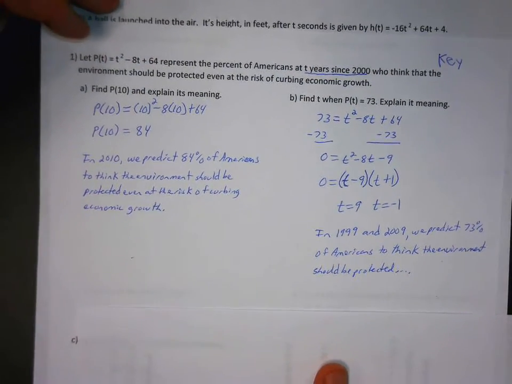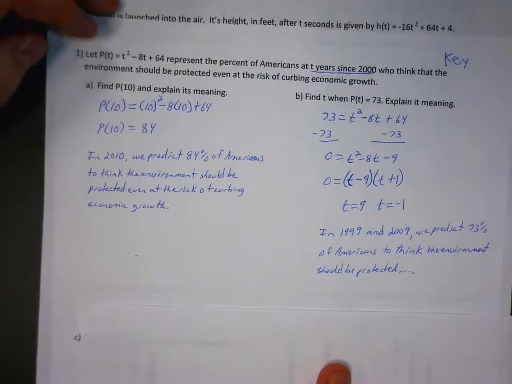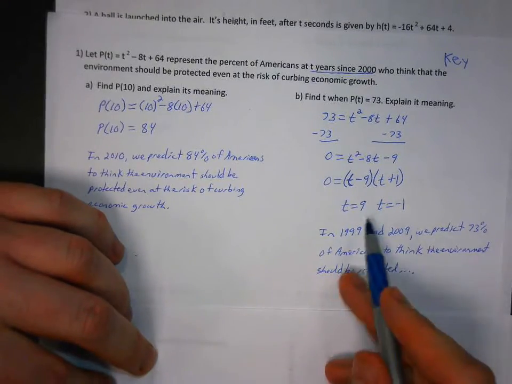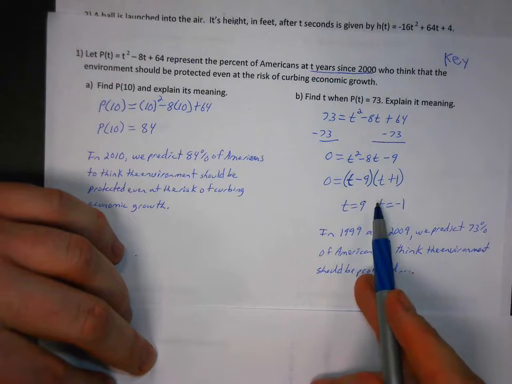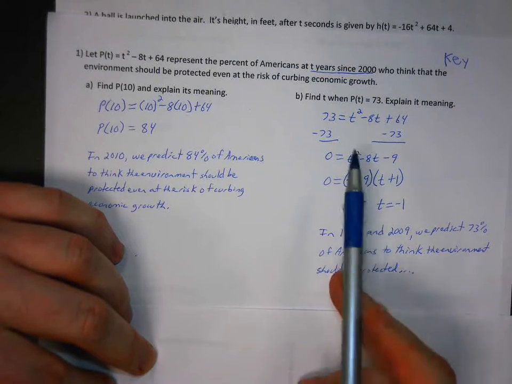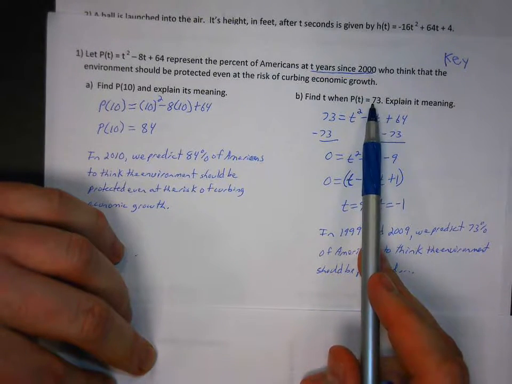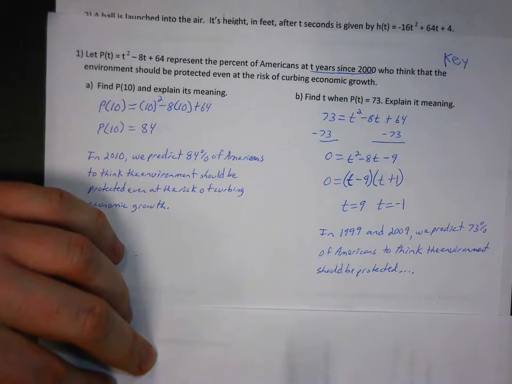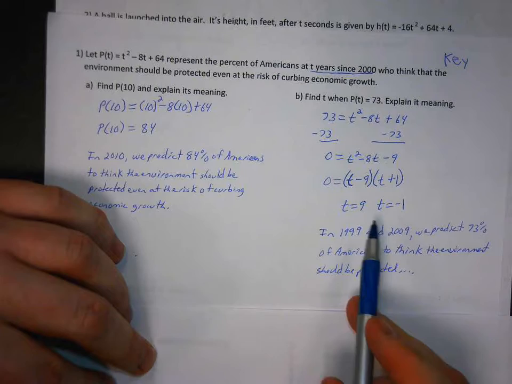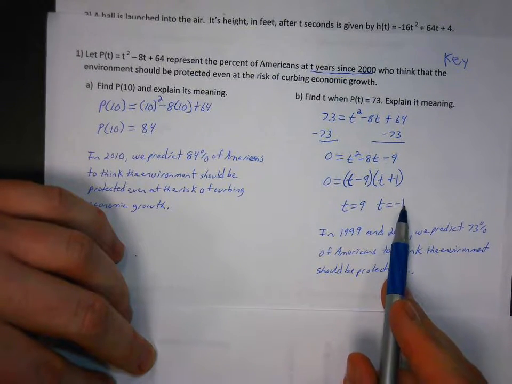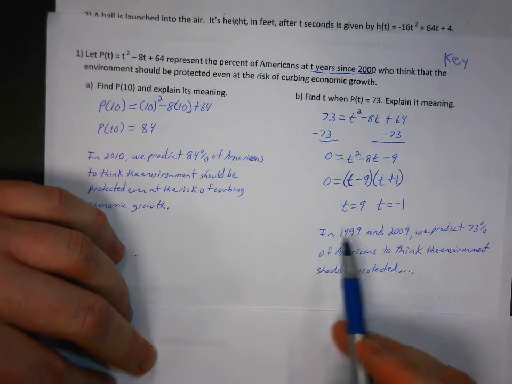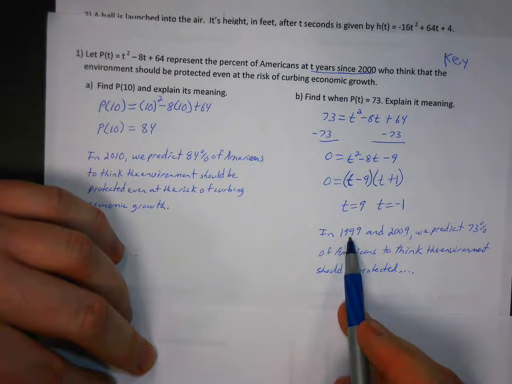Okay, that one does factor to t minus 9 times t plus 1, and you get 9 and negative 1. So those are the years since 2000 when you would expect 73% of Americans to believe that the environment should be protected, even at the risk of curbing economic growth. Okay, so those 2 years, 9 would represent the year 2009. The negative 1 would really be going back in time, like 1 year before 2000, which would be 1999.